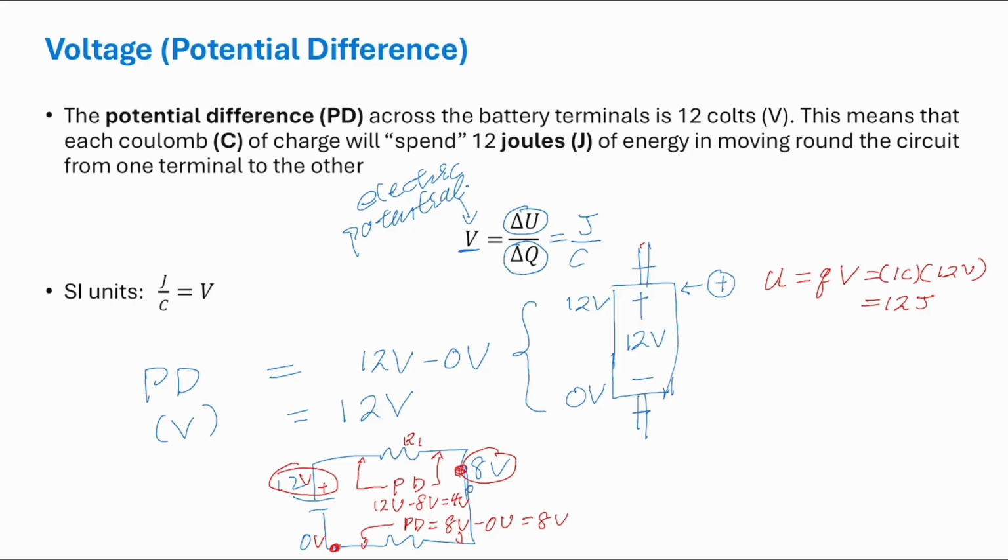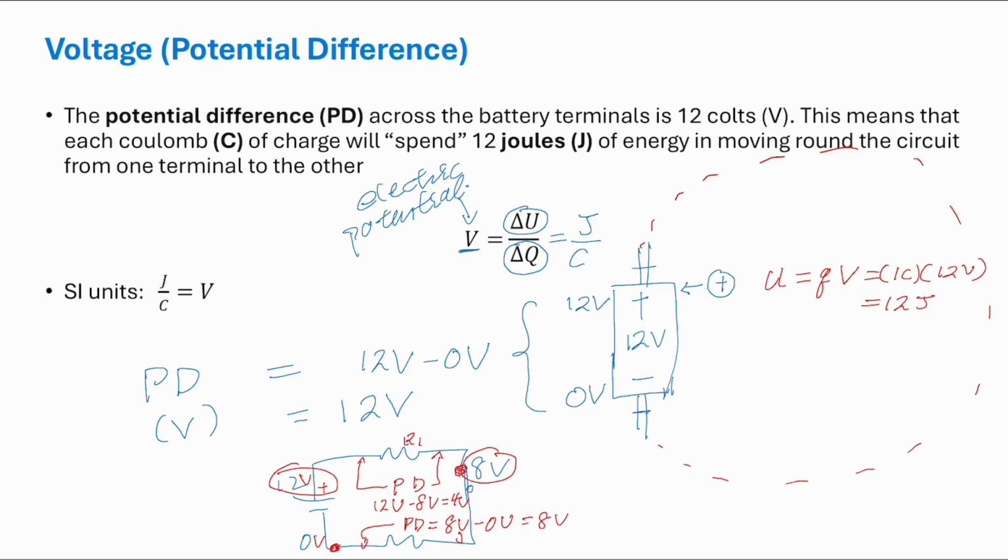Of course, when it returns back to zero, this 12 joule of energy will convert into heat or sound or mechanical or light. So it depends on how the electrical energy converts to other forms of energy.